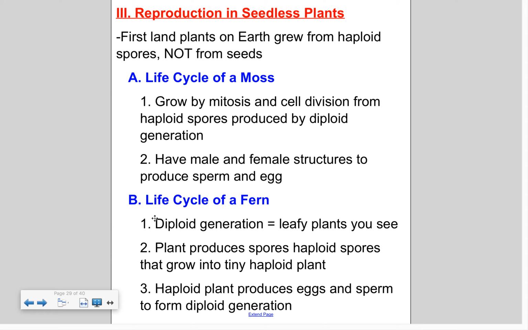For the life cycle of a fern, the diploid generation is the leafy plant that you see, and then the spores, which are on the underside of the leaves, also known as fronds, can grow into a tiny haploid plant that can produce eggs and sperm and form a diploid generation. Now, you really don't need to know too much about the life cycle of moss and fern, but you should probably check it out in your books.